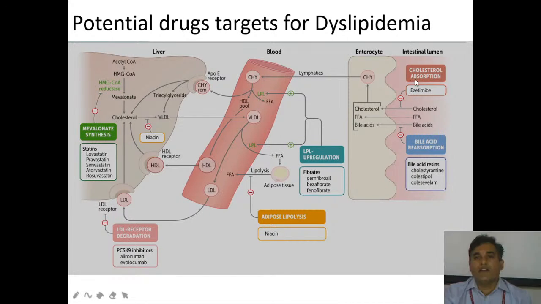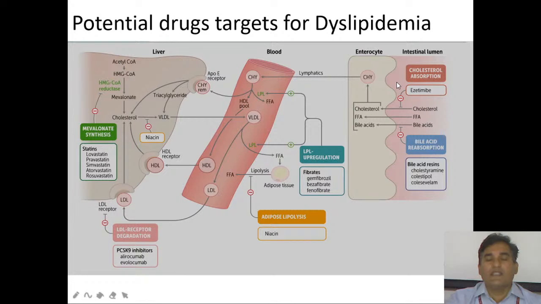These are the drugs that inhibit cholesterol absorption from the GIT, like ezetimibe. Ezetimibe inhibits the absorption of cholesterol from the intestine into the blood. And the bile acid sequestrant or resin sequesters positively charged compounds, sequesters the bile acid and prevents its further reabsorption, and ultimately inhibits the lipid layer of the cholesterol.